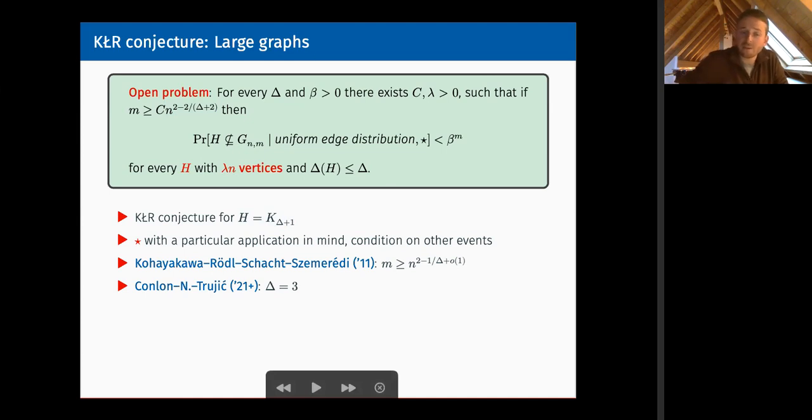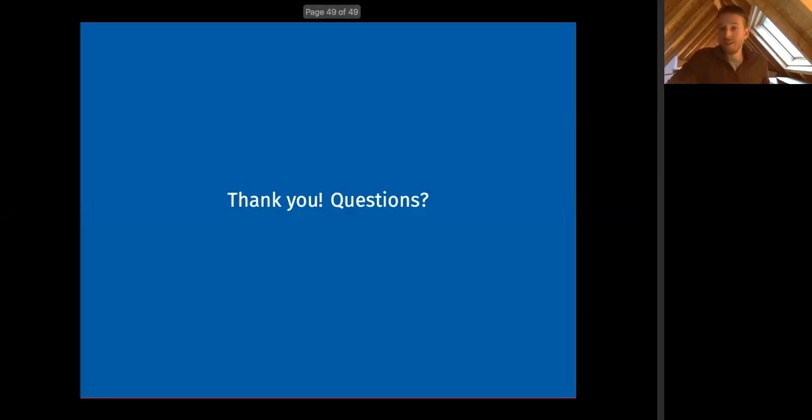This is interesting because of applications, in particular to size Ramsey numbers. So you don't really have to prove this pure, clean KŁR-type statement. You can add here any other conditioning which allows you to prove something of this form, so as long as it can be applied in this context or any other similar context, it's fine. This was shown by Kohayakawa, Retter, Rödl, Schacht, and Szemerédi already for m being, again, significantly higher than what the conjecture states. Here, this term is half of what it should be. And we recently verified this for delta equals 3. And that would be all. Thank you.